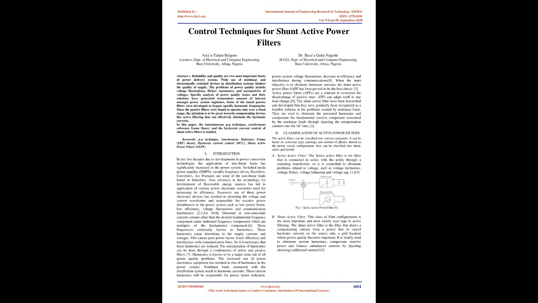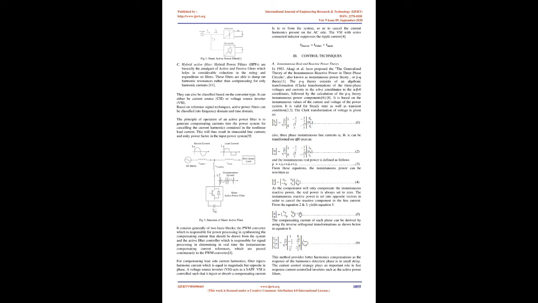Harmonics is known to be a major issue out of all power quality problems. The increased use of power electronics equipment has resulted in rise of harmonics in the power system. Nonlinear loads connected with the distribution system result in harmonic currents. These current harmonics will be responsible for power factor reduction, power system voltage fluctuations, decrease in efficiency and interference during communications. When the main objective is to eliminate harmonic currents, the shunt active power filter SAPF has been proved to be the best choice.